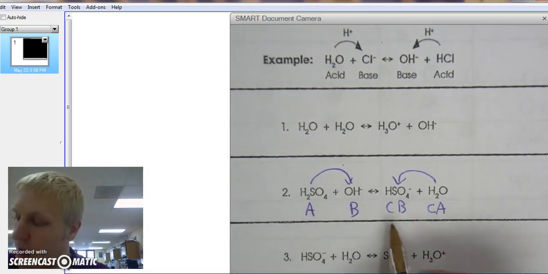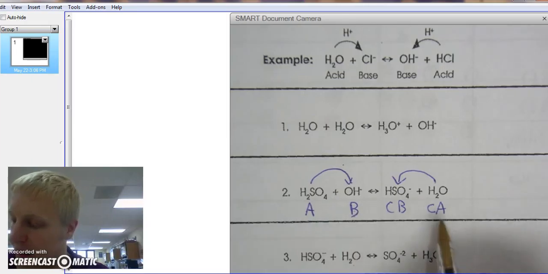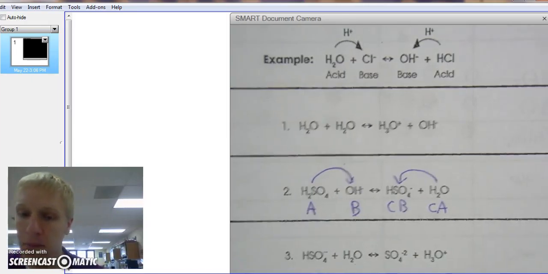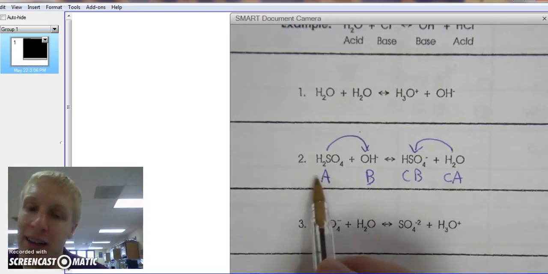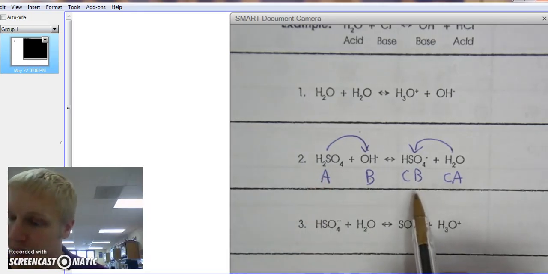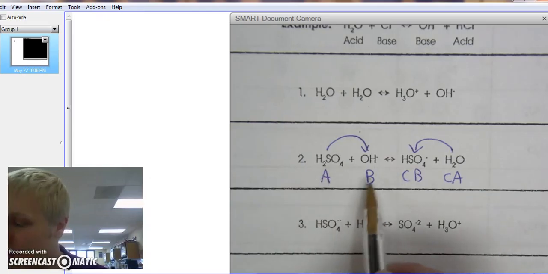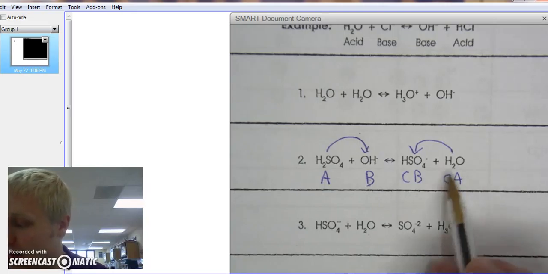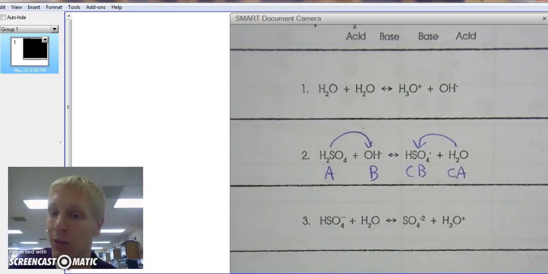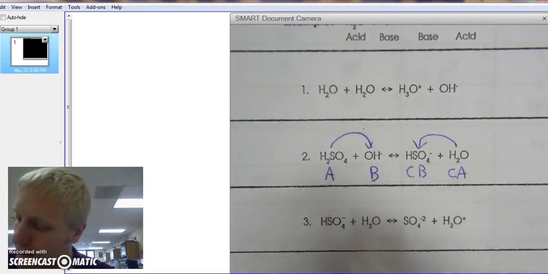The acid is always going to turn into the conjugate base, and the base is going to turn into the conjugate acid. And really, if you figure out one, like if you find that this is the acid, then you know it turns into the conjugate base. And if this is the acid, you know the other reactant has to be a base. And the base always turns into the conjugate acid. So really you just need to find one, and then you can find the rest, if you know the general trends.